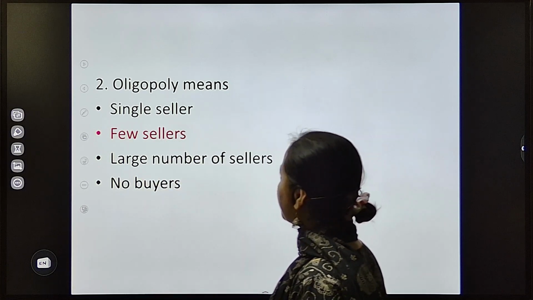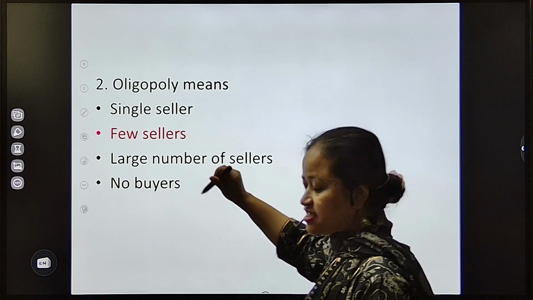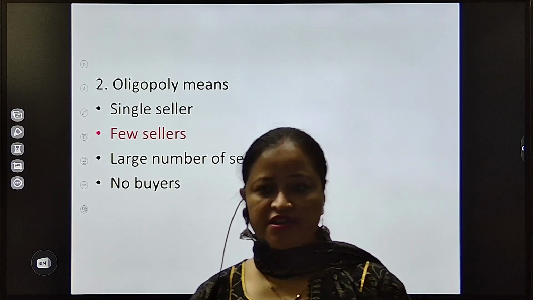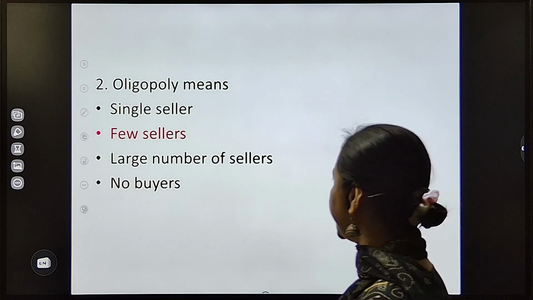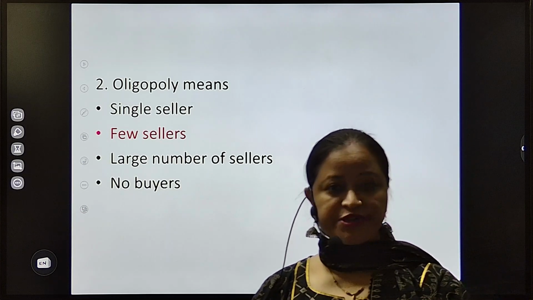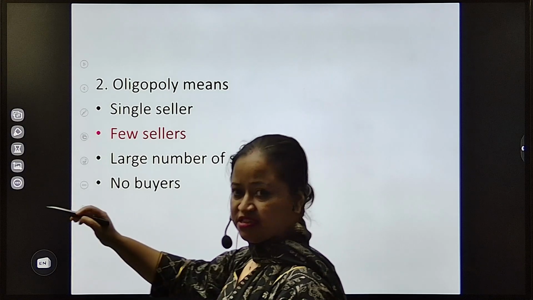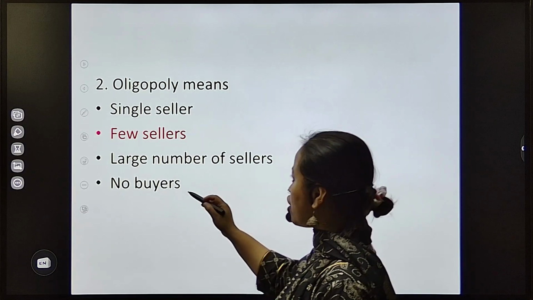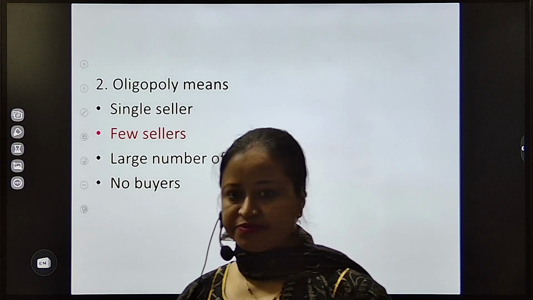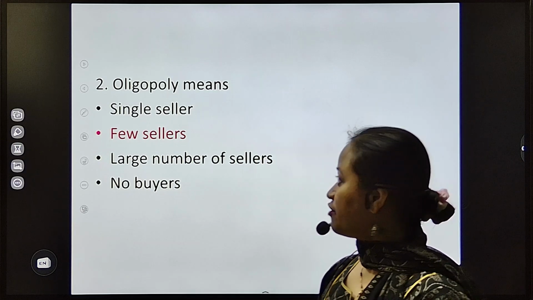Now next one, oligopoly means, so this is also from the chapter market. Oligopoly obviously means not a single seller. Single seller is monopoly. Large number of sellers is perfect competition. So it will be few sellers. In the oligopoly market, there are very few sellers of the product.